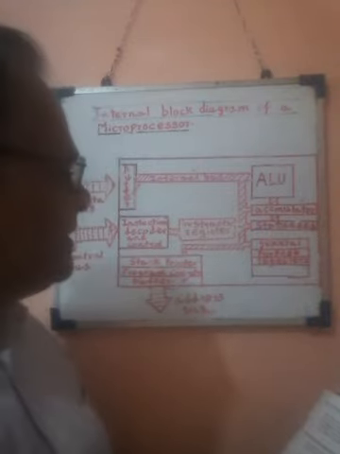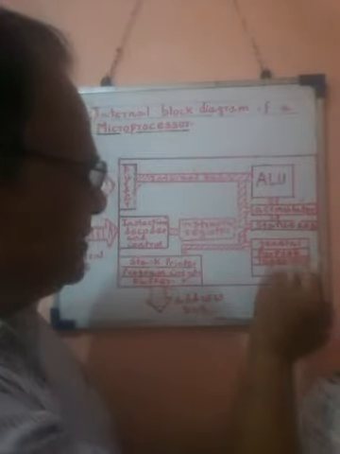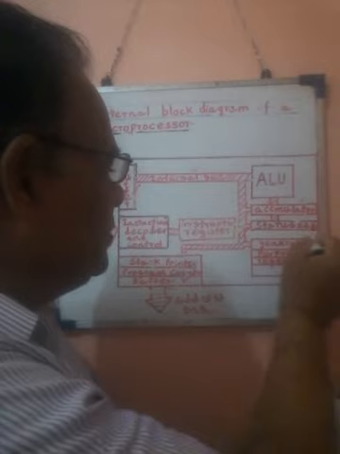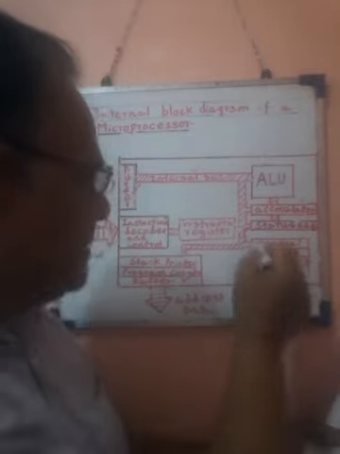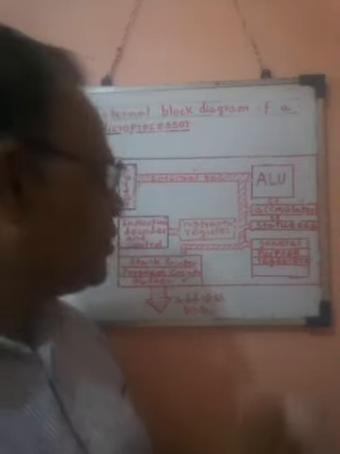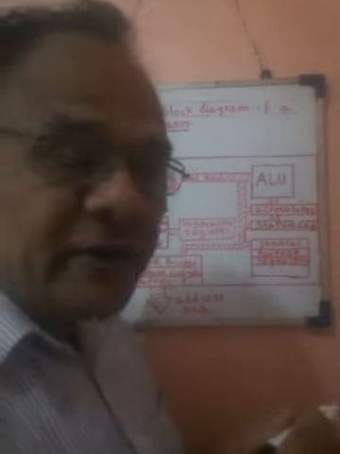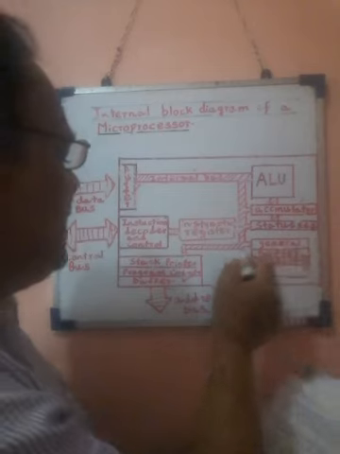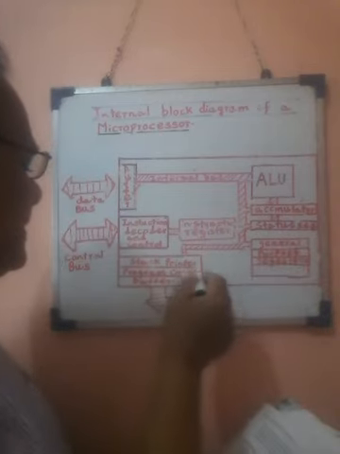And the general purpose register. This is the general purpose register. This block shows the general purpose register. Its main function is temporary data storage.